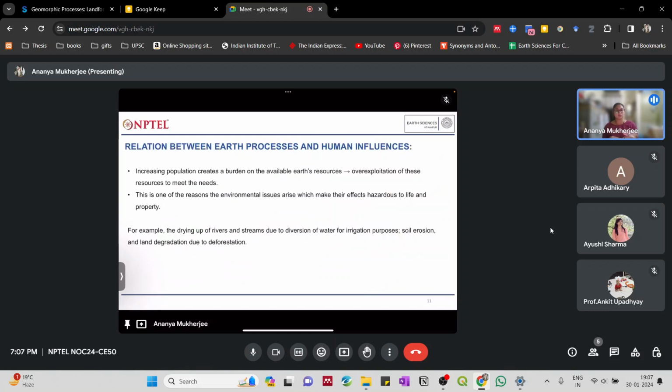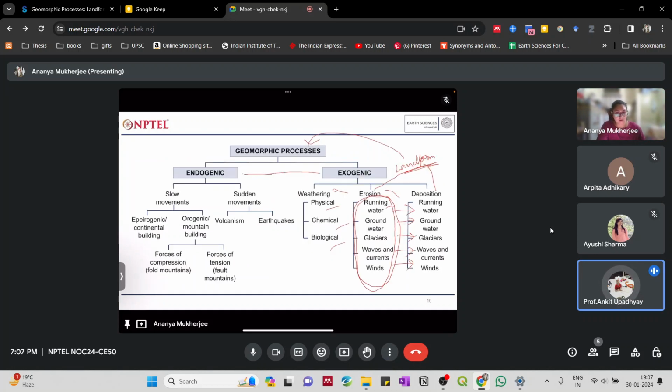Ma'am, we have discussed this. How do the waves and currents work like the geomorphic agents? Right now I will just explain in short because there is an entire module where we will be learning about how waves and currents work.